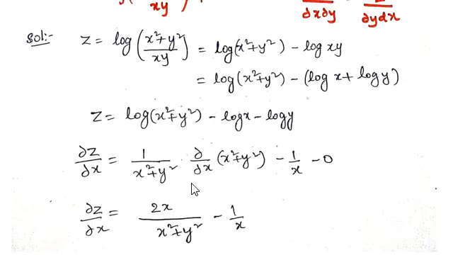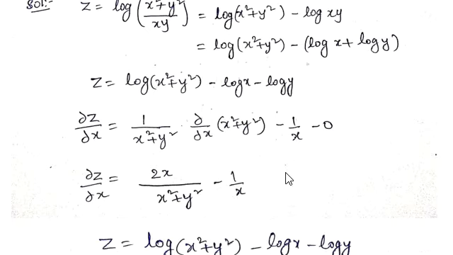So next, if you simplify here, it is as it is, and here it is partial differentiation of this term with respect to x. So it is 2x, and y is treated as constant, so it is 0. So we'll get 2x by (x square plus y square) in the first term, and in the second term minus 1 by x as it is. And so that is the value of ∂z/∂x.